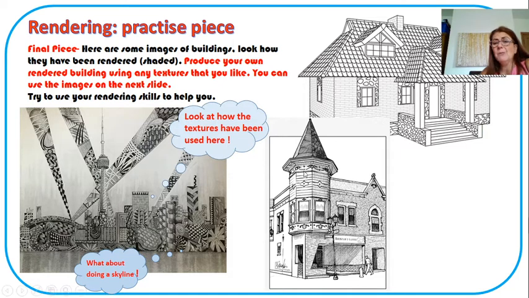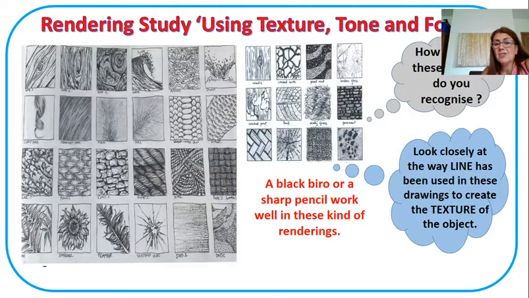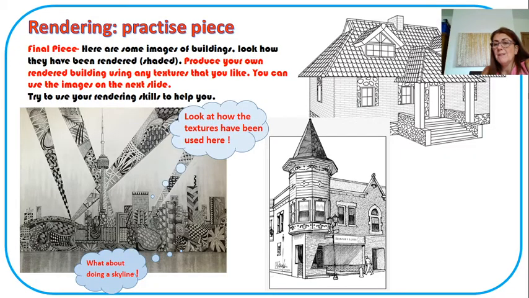Or you could take the outline of one of these buildings that you see here or on the next slide and then decorate them so that inside the buildings you've got these kinds of textures covering the whole of the building. Some parts of it would be dark and some would be light, and that would be what we would call a rendered piece.